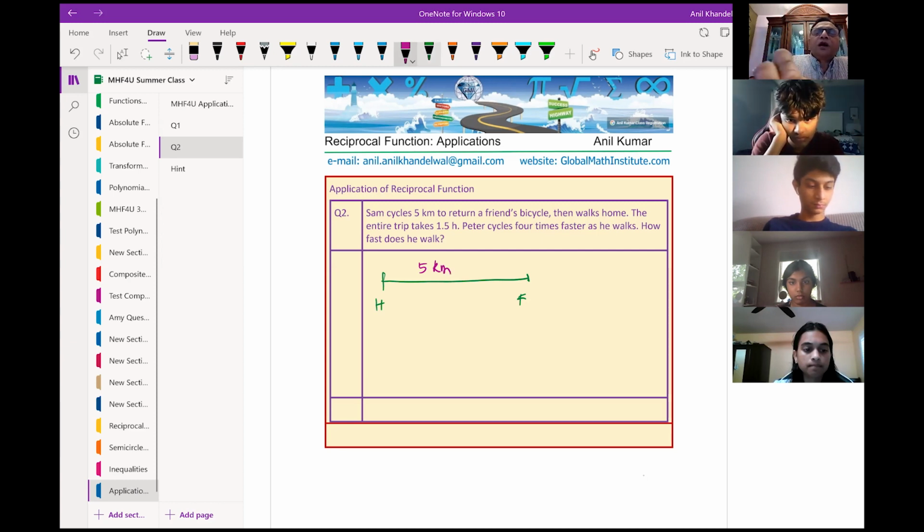Let me show you how it is a reciprocal function. Distance, speed, time relation. How are they related? Yes, distance is what? Distance is product of speed and time, right?